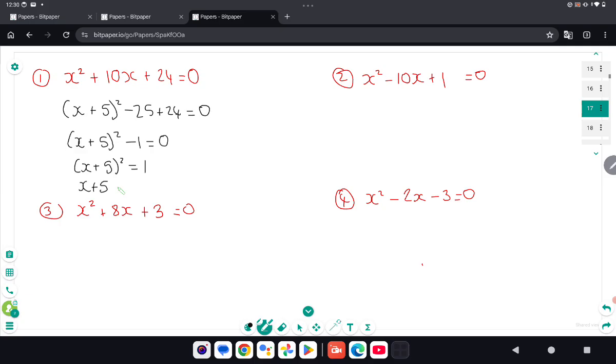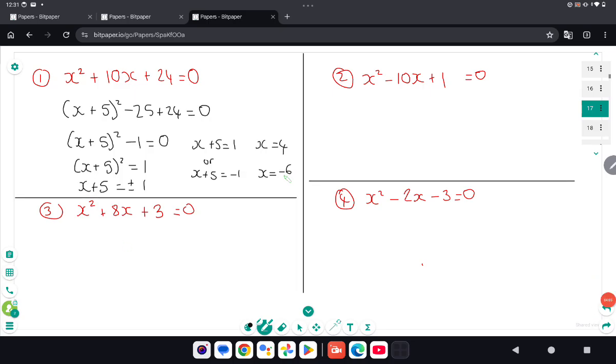So we can have x plus 5 is equal to positive or negative 1, which gives us x plus 5 is equal to 1. One solution. Take 5 off both sides, x is negative 4. Or we could have x plus 5 is equal to negative 1. Take 5 off both sides, x is equal to negative 6.